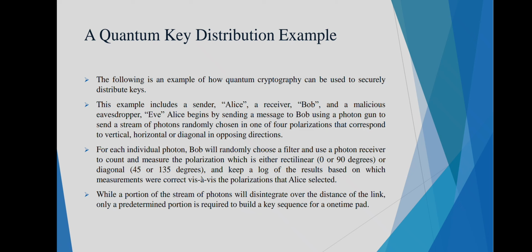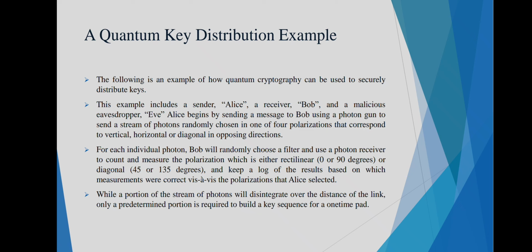This example includes a sender. We know that for passing information there must be a sender and receiver. Here the sender is Alice and the receiver is Bob, and the third party involved in this is Eve. He is a malicious eavesdropper. Here Alice sends a message to Bob using a photon gun to send a stream of photons randomly chosen in one of four polarizations.